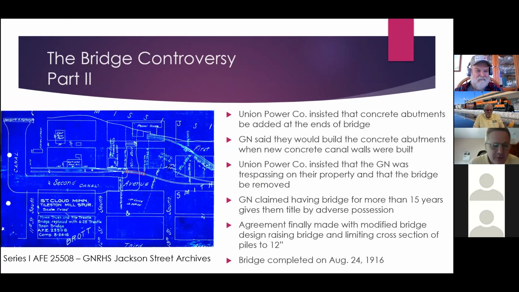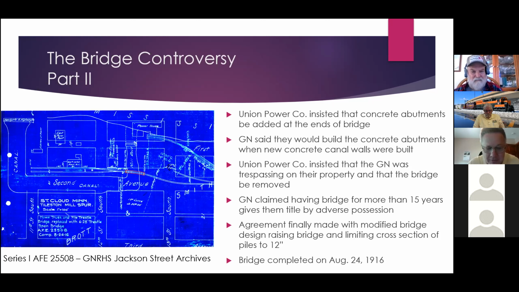So, you go on, and it gets interesting because lawyers and other people started getting involved. The Union Power Company said at some point they were going to build concrete walls leading to their plant, and so they wanted concrete abutments at the end of the bridge. Then the GN said, we'll put in concrete abutments once you put in the concrete walls, but until then it's going to be a trestle. Next thing you know, Union Power Company is insisting that the whole canal is their property.